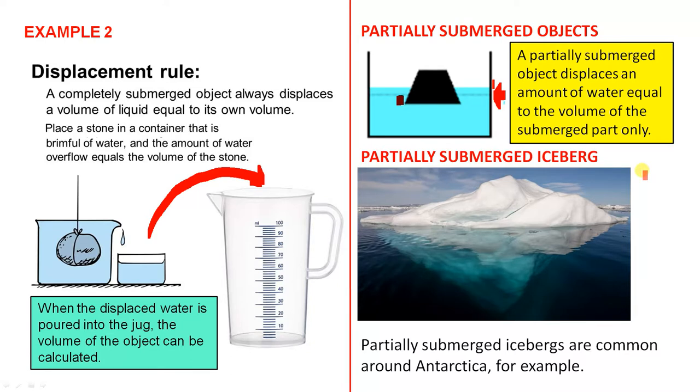Partially submerged iceberg. Partially submerged icebergs are common around Antarctica, for example. So icebergs do not sink. Excuse me, they actually float. And partially submerged means that this part here, for example from there to there, that's the part that's underwater. So that's what we mean by partially submerged. And there's an example in real life.